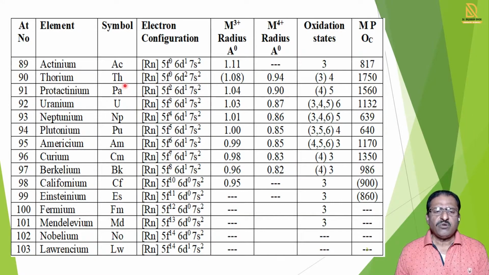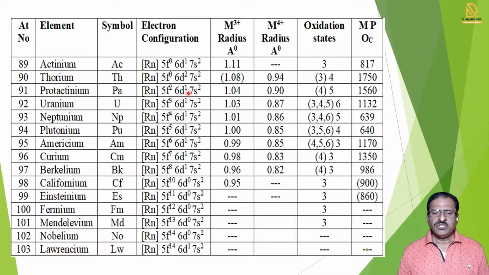Now we see the electronic configuration of these. We write the general electronic configuration, but you remember that this is not strict. It changes, it may not be fixed. Now in actinium, 5f0 6d1 7s2. In thorium, 5f0 6d2 7s2 or 5f1 6d1 7s2. Then protactinium 5f2 6d1 7s2.